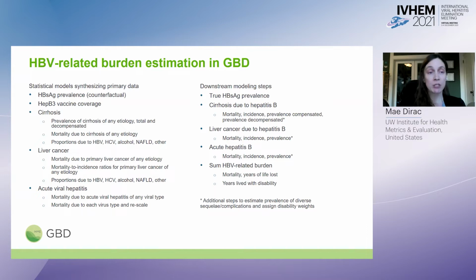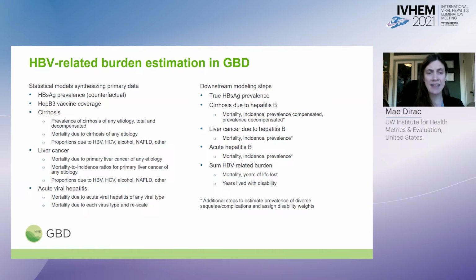Our modeling approach starts with a counterfactual model of hepatitis B surface antigen prevalence based on data from cohorts not exposed to mass vaccination programs, and then we subtract off cases averted by hepatitis B vaccine coverage. We apply the proportions that we model to determine what proportion of cirrhosis mortality and prevalence is attributable to hepatitis B. Similarly for liver cancer.